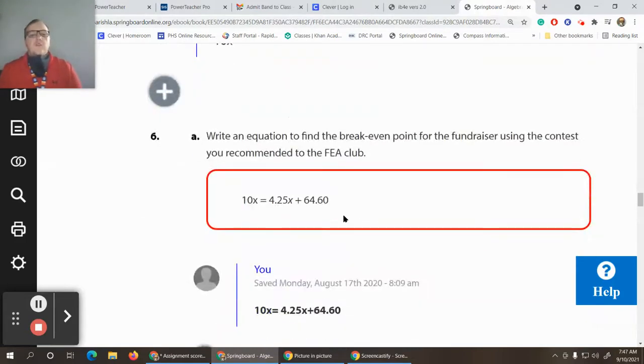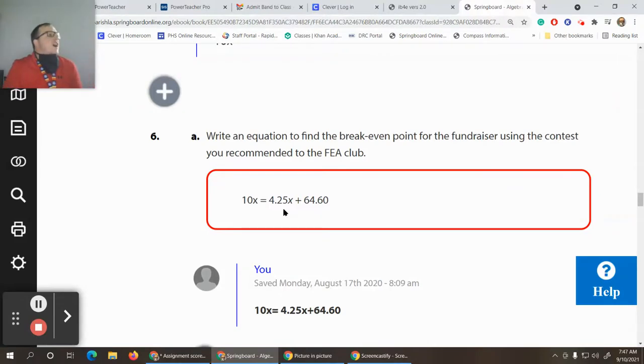All right. So the expression, right? If we're going to find the break-even point, think of like a scale. Even is that we're trying to find where it equals. Okay. So we're going to put the profit on one side, 10x, and we're going to put the cost on the other side, right? Profit's on one side, cost is on the other. Okay. So we're going to say 10x on one side equals 4.25x plus 6460.